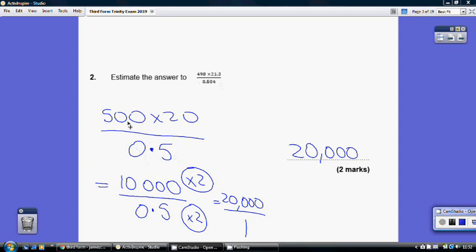Well, clearly the numerator, 500 times 20, 2 5s are 10, and add the 3 noughts, giving us 10,000. Now be careful here, this is how many halves can you fit into 10,000, which is going to be 20,000. It's not 10,000 divided by 2, it's being divided by a half. If you like, just double top and bottom to make it clearer. So doubling the top we get 20,000, doubling the bottom we get 1. 20,000 over 1 is 20,000.